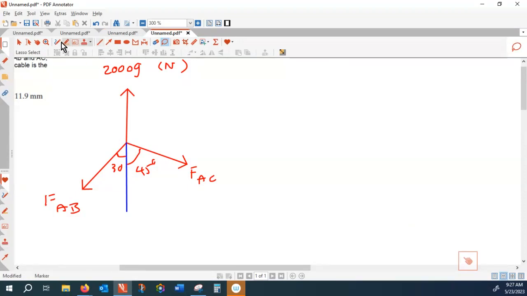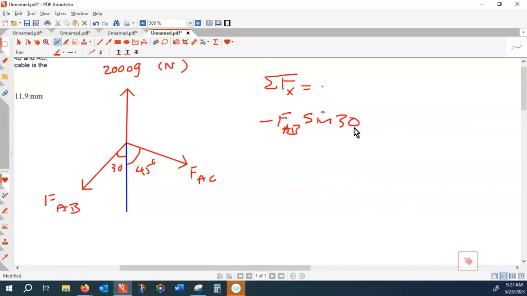So with the Cartesian, you would get net forces horizontally equal to 0. That is FAB sine 30 minus FAC sine 45 is equal to 0. All right, is that obvious?